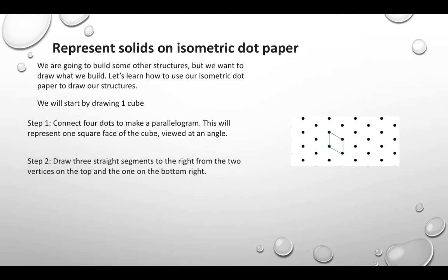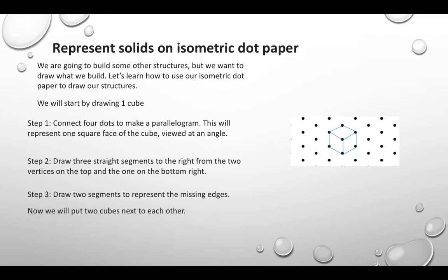Once you have that done, we're going to draw 3 straight segments, which are lines. We're going to draw them to the right from the 2 vertices on the top and the one on the bottom right. So we're going to be drawing lines going back from 3 of these dots. So just follow along if that was a little confusing. I have 1, 2, and 3. So you can see that our structure is becoming a 3-dimensional cube. Now we're going to draw 2 line segments to represent the missing edges. So you can see that there are a couple parts of our cube that have not been connected. We're going to go ahead and connect them now. Now you see that we have a full cube.